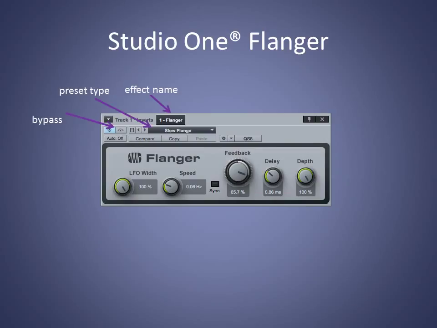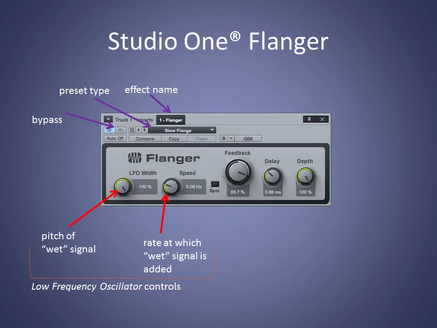There are some settings up here. Flanger effect, a lot of different presets you can use, and then the bypass is over there on the left if you want to turn it off. Starting with the LFO controls, the pitch is controlled by the LFO width, and the rate at which the width signal is added is controlled by the speed.